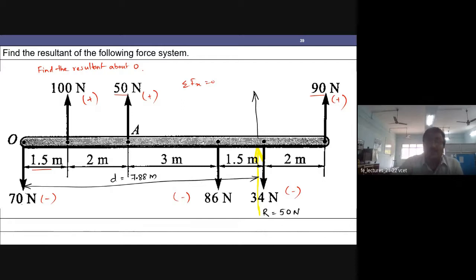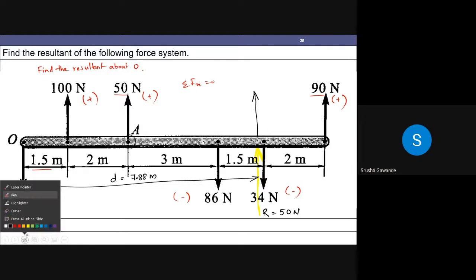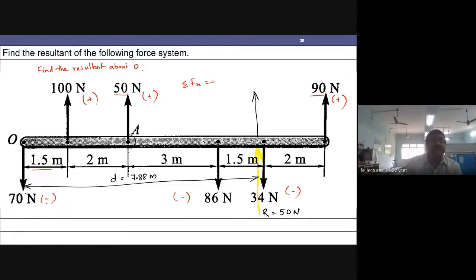Now let me think about one more thing. For the same question, what if I am considering the resultant about the point A? What if I want to find out the resultant about the point A? Then what will happen? The length should be taken from A. The length I should be taking from A.